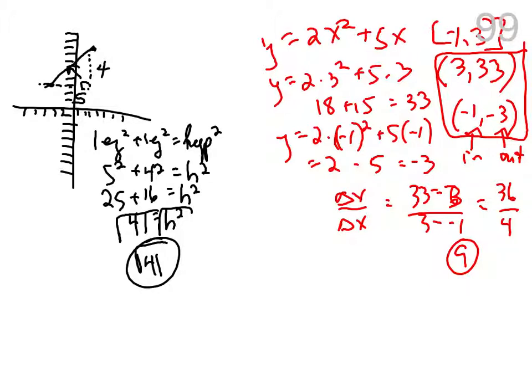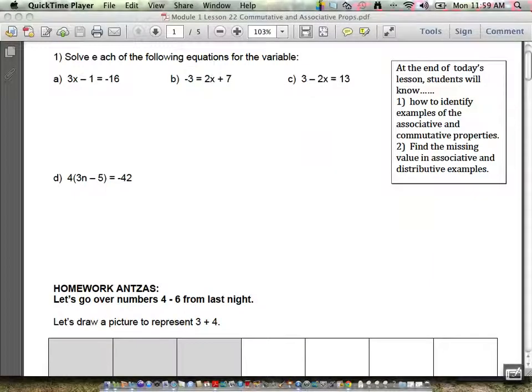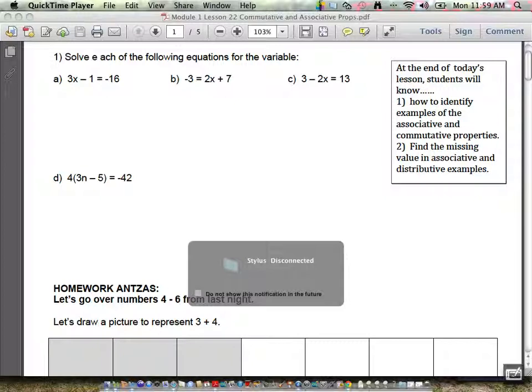Okay. Now, let's go to today's homework. We'll go over that for about 2 minutes or so. Last night's homework, the one due today.